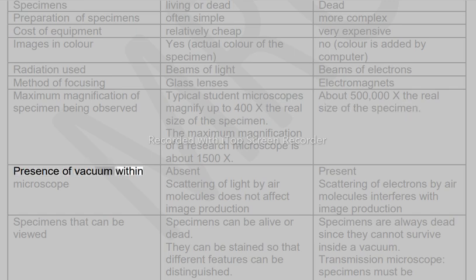Presence of vacuum within the microscope. Light microscope: absent; scattering of light by air molecules does not affect image production. Electron microscope: present; scattering of electrons by air molecules interferes with image production.